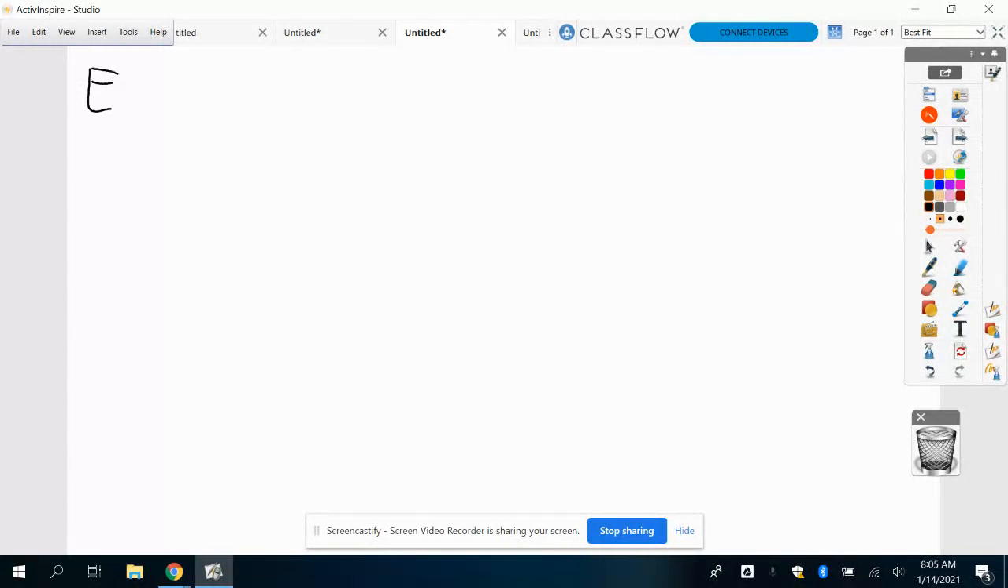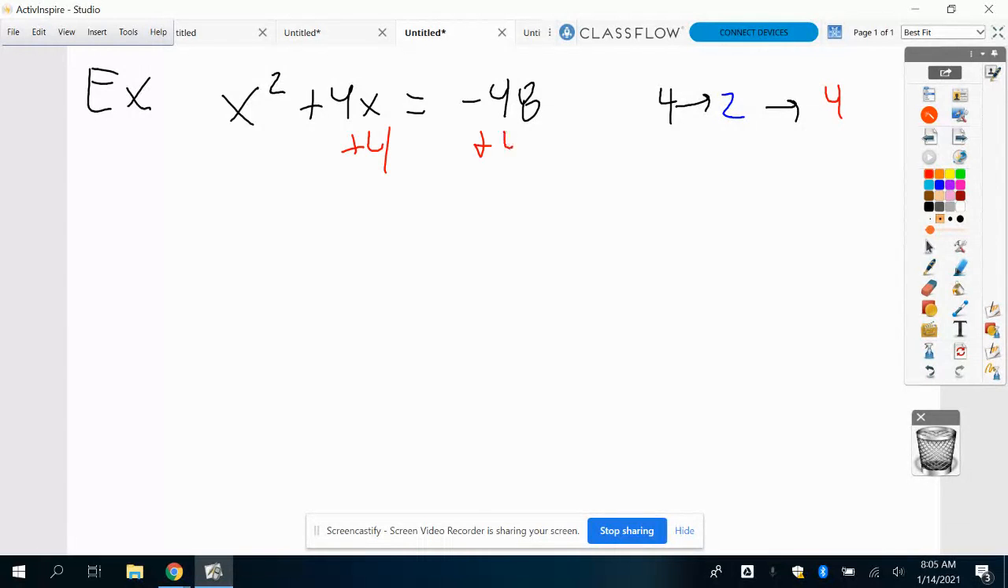This example is x squared plus 4x equals negative 48. So we start by taking our b, which is 4, and you want to divide that by 2. When we divide 4 by 2, we get 2, and then we want to square it, which ends up being 4 again, because 2 squared is 4. Then we want to add 4 to both sides. So when we add that 4 to both sides, we get x squared plus 4x plus 4 equals negative 44.